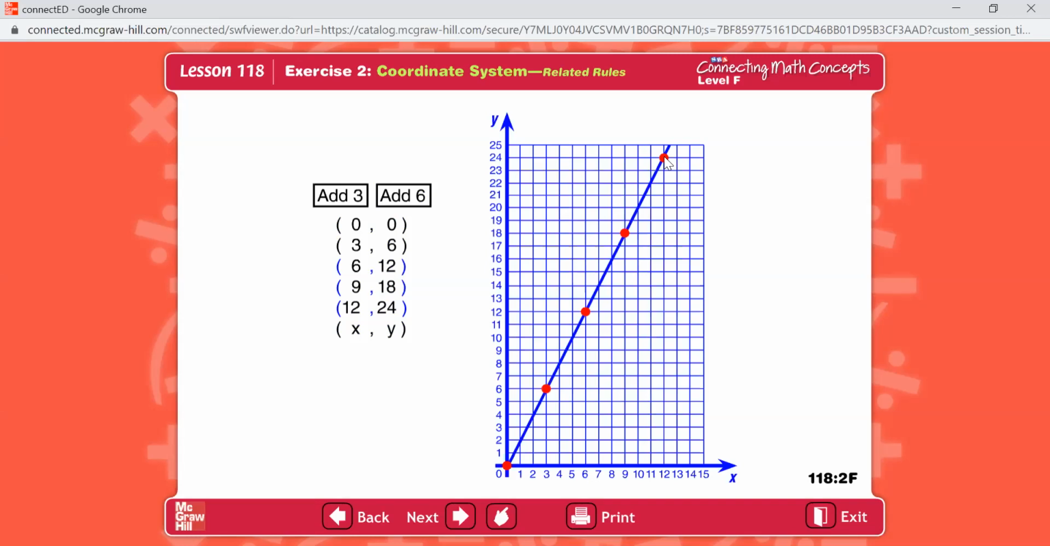Now open your workbook to lesson 118 and find part 1. You're going to make points for a new pair of rules. The first rule in the box says add 2. The rule in the second box says add 4. You're going to write x and y values for the points. The numbers for 2 will be x values in the column. Start with 0 and add 2 for the other numbers. Do the same for y. Start with 0 and add 4 every time.